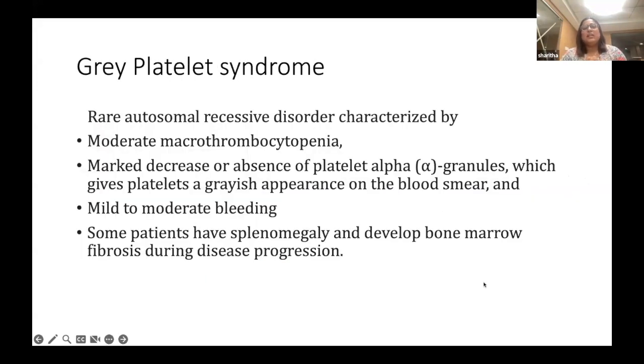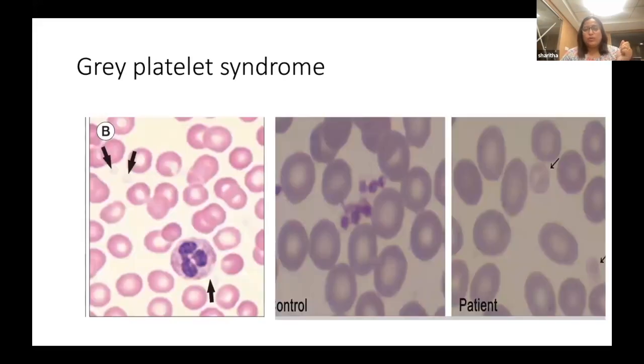Next, coming to gray platelet syndrome, it's a rare autosomal recessive disorder characterized by moderate macrothrombocytopenia, and we can see marked decrease or absence of platelet alpha granules, which gives the platelets a grayish or pale appearance on a blood smear stained with Romanowsky stains. There can be mild to moderate bleeding. The most important thing is that these patients, during the course of the disease, can develop splenomegaly and bone marrow fibrosis.